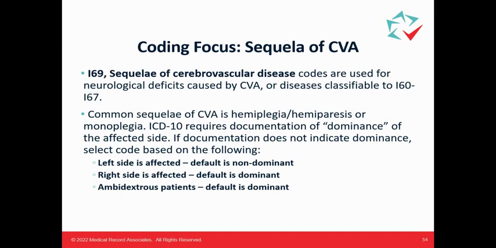If the documentation does not indicate dominance, select a code based on the following. If the left side is affected, then the default is non-dominant. The right side is affected, the default is dominant. If it's an ambidextrous patient, default is dominant. I always forget that, so that's a good reminder for all of us.